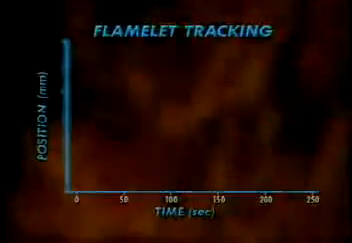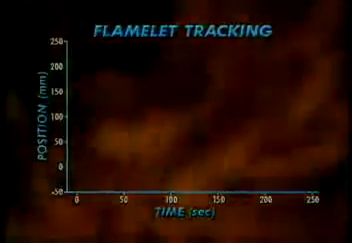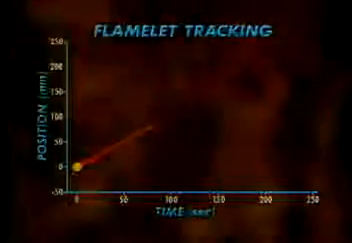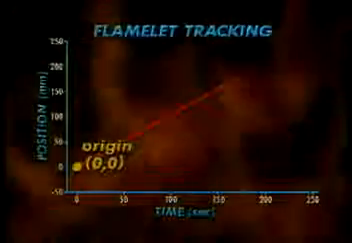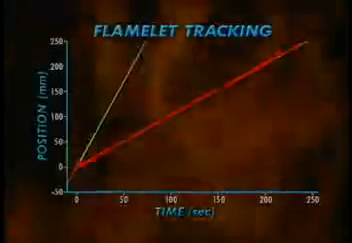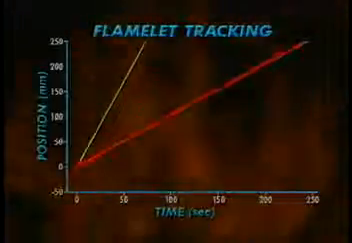The x-axis, or horizontal axis, is the time measured in seconds, and the y-axis, or vertical axis, is the position of the flame measured in millimeters. This graph represents a flame that starts out uniform and after 5 seconds of travel breaks up into flamelets. The point (0,0) represents the location where the uniform flame breaks up into flamelets. Okay, Dr. Olson, from this graph, there appears to be a linear relationship between position and time. Why is the slope of the line representing the uniform flame steeper than the line representing the flamelets?